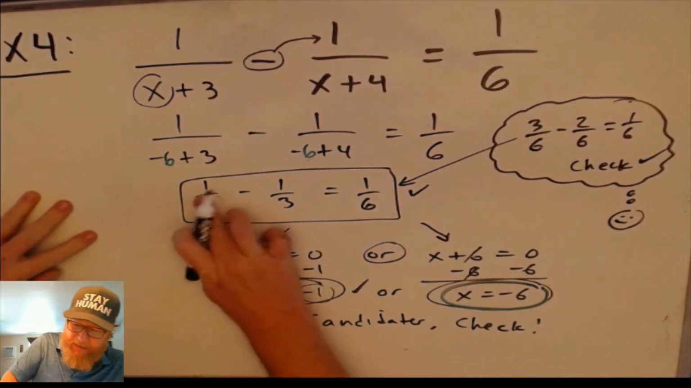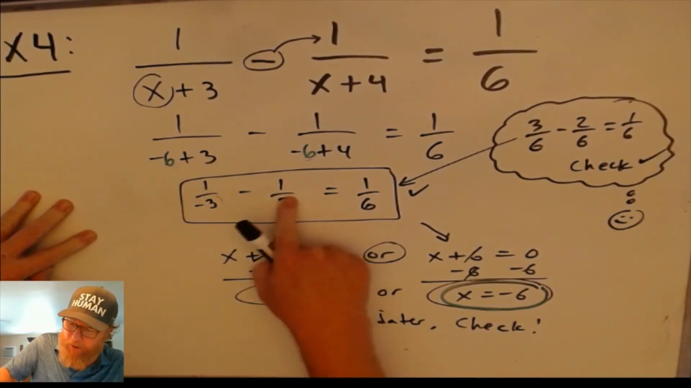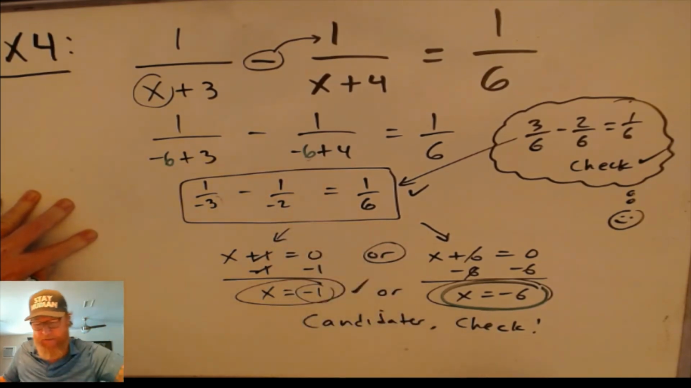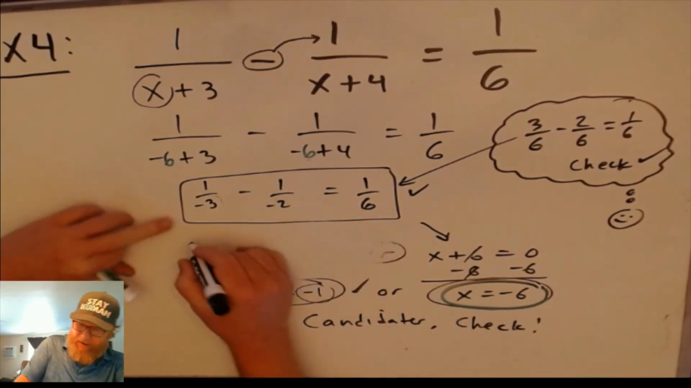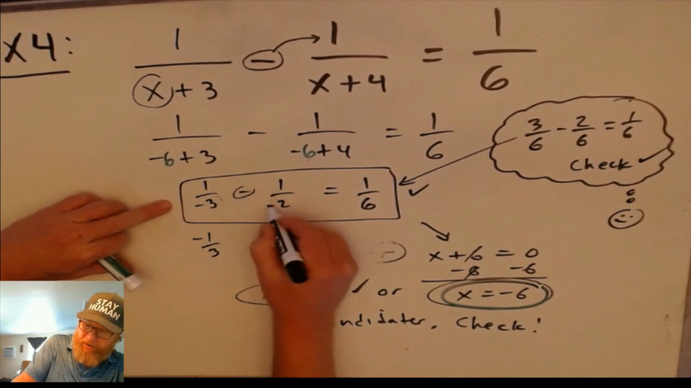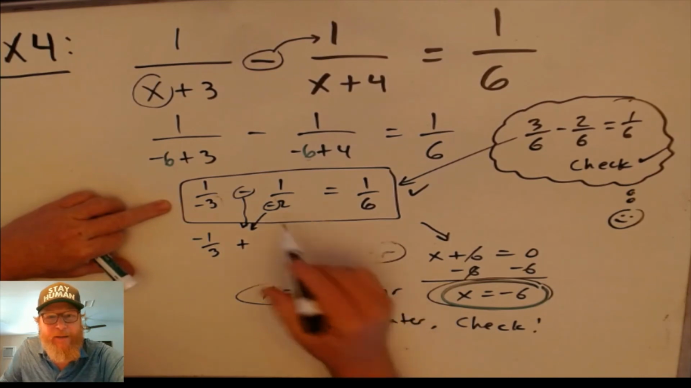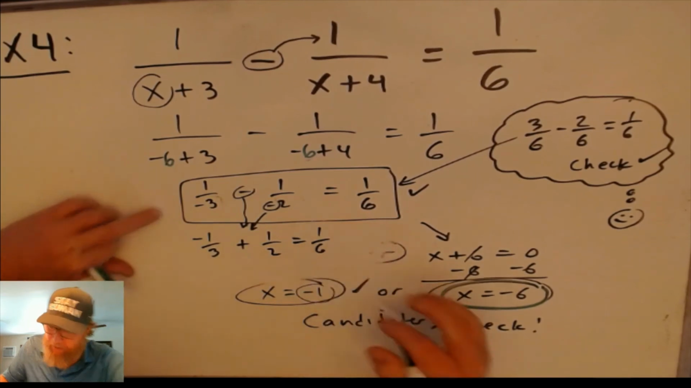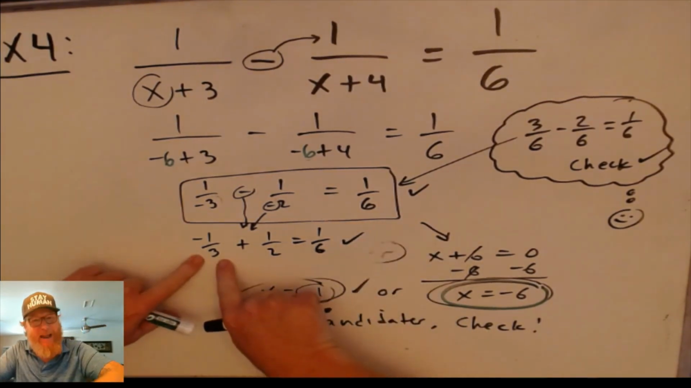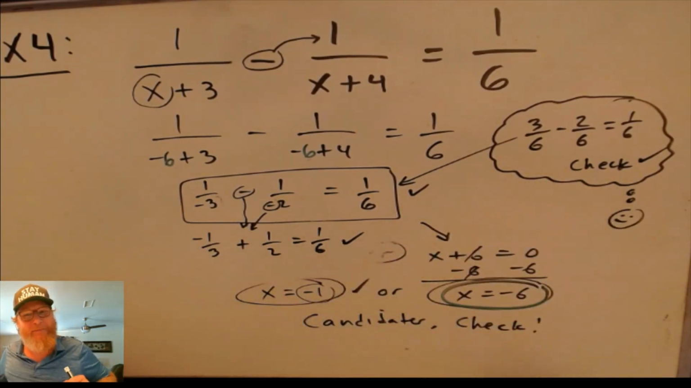So that's going to be 1 over -3 minus 1 over -2. It's getting kind of messy here. That's -1/3. You've got 2 negatives here, which will turn to a positive. It's minus -1/2, which is +1/2. Well, that's the same thing. -1/3 plus 1/2. It still checks out again.